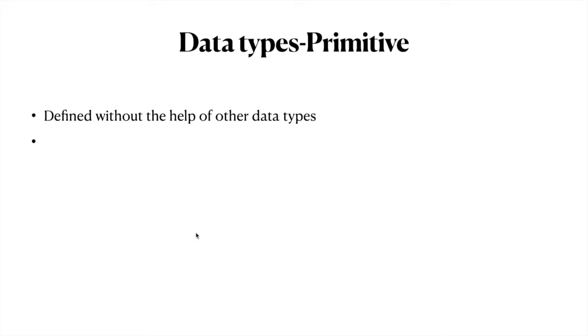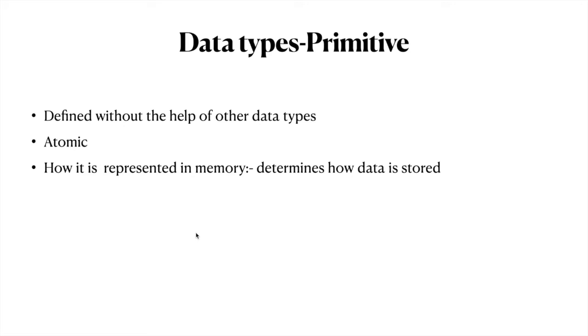These, as we have discussed, these primitive data types are defined without the help of any other data type, and they are the cornerstone and the backbone of the programming language, and they are atomic. That means they are single, and they cannot be divided into two or more parts.